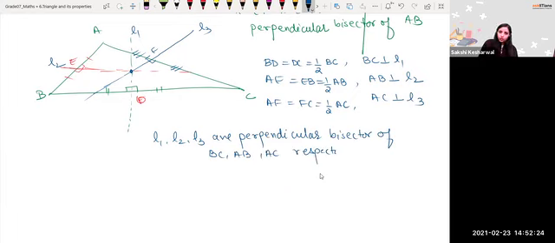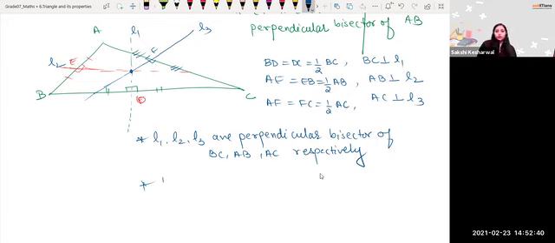So what happens? Perpendicular bisectors do not necessarily pass through the vertex. Only the median, the angle bisectors, and the altitudes are going to pass from the vertex to the opposite side, right? Now what happened to the point, right?